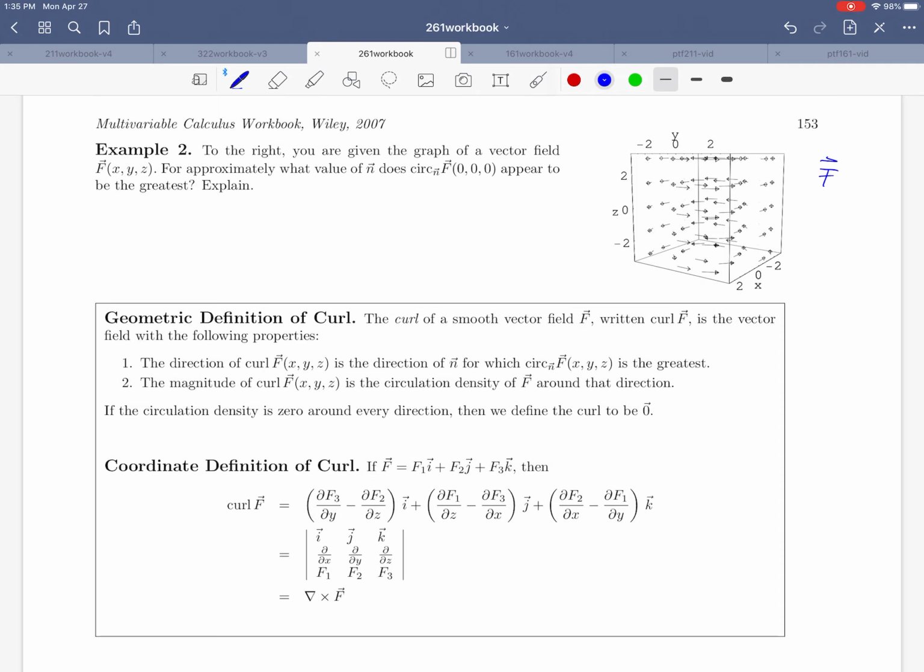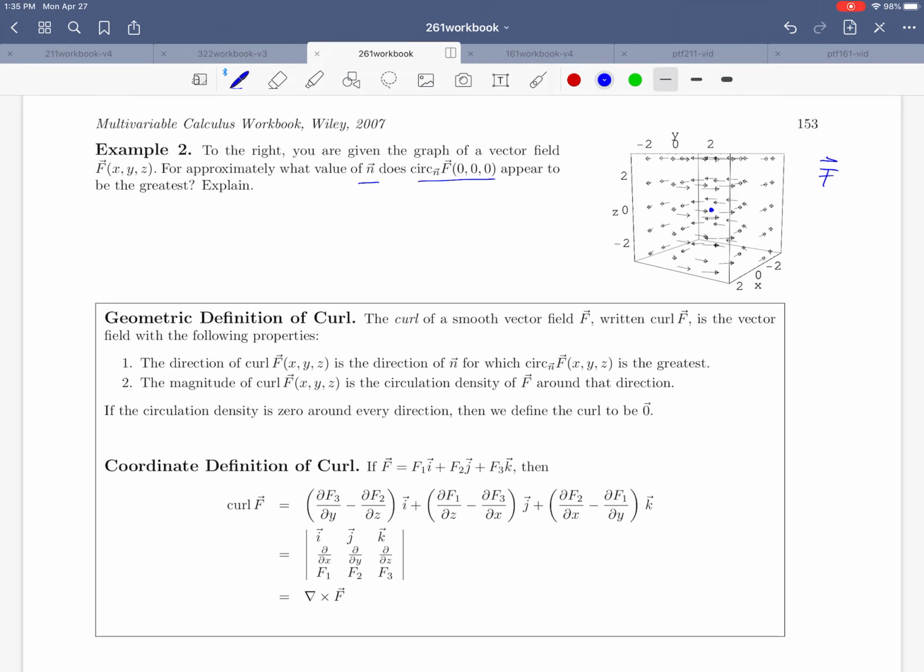Now, the new question is, how would I have to place my paddle wheel so that the circulation density appears to be the greatest? So, abstractly, for what value of normal vector n does the circulation density at 0, 0, 0, so still right in the middle right here, appear to be the greatest? So not just positive, but also as big as possible.